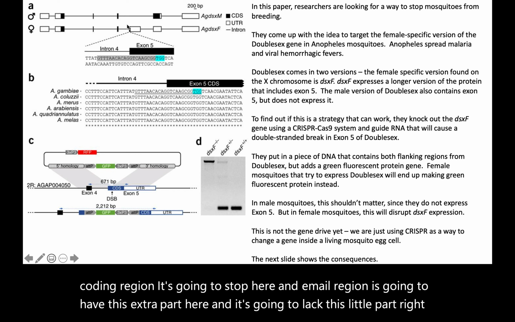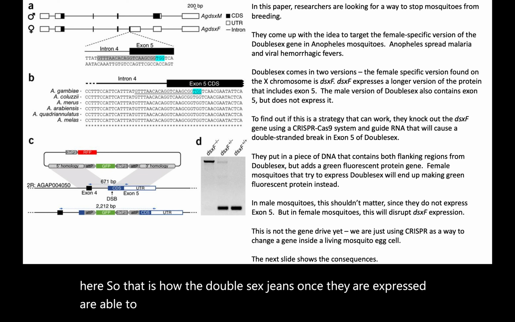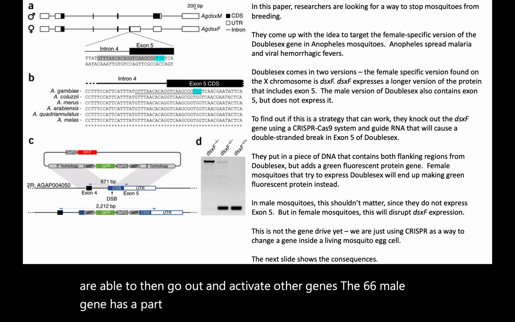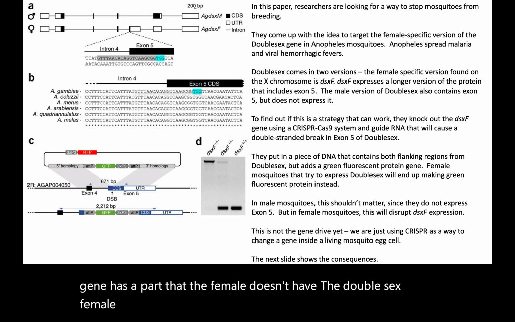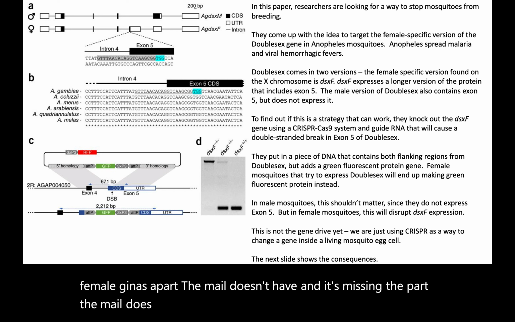So that is how the double-sex genes, once they are expressed, are able to then go out and activate other genes. The double-sex male gene has a part that the female doesn't have. The double-sex female gene has a part that the male doesn't have, and it's missing the part that the male does have. So, all right.